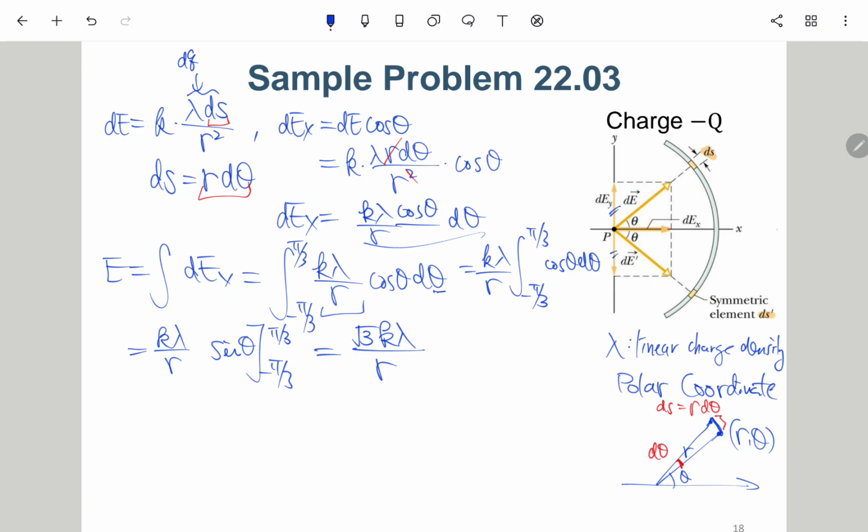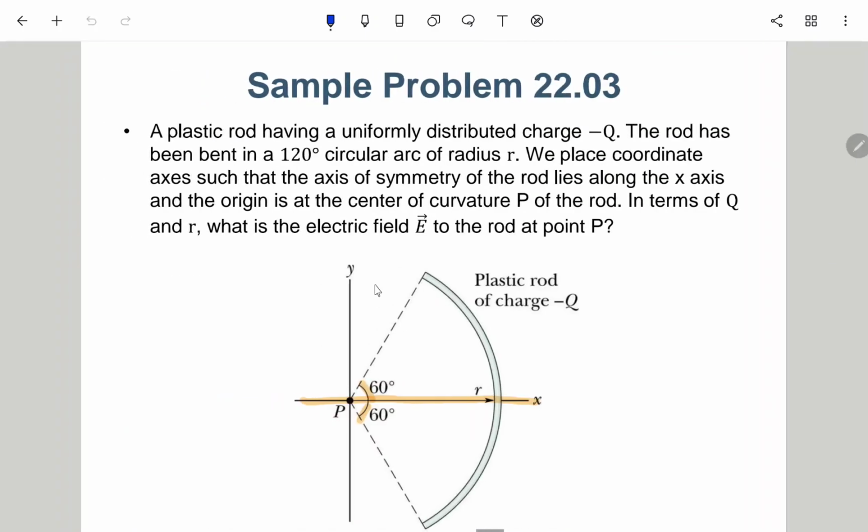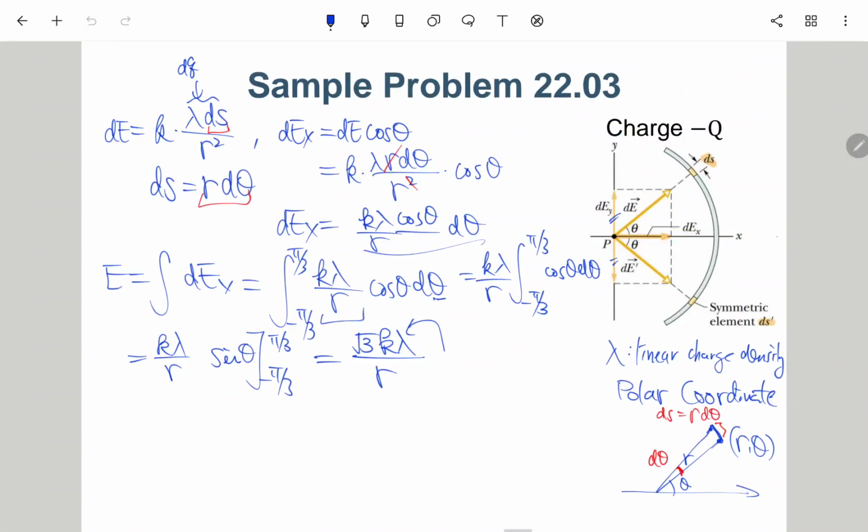And finally, we would like to eliminate this lambda because lambda is not a known variable here, so we would like to change it back to q. We need the expression of lambda in terms of q and small r. So we will have q equals lambda times the arc length here. The arc length will be 2 pi, small r.